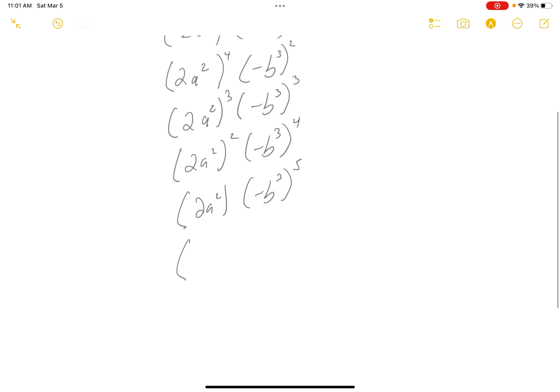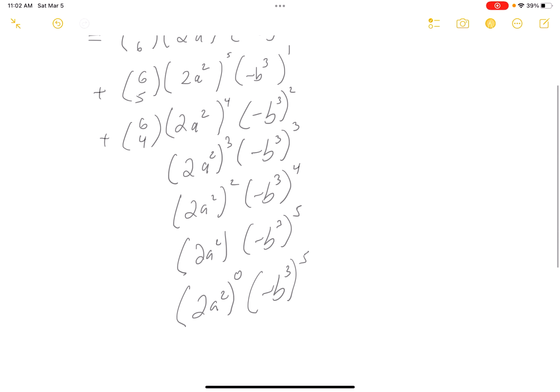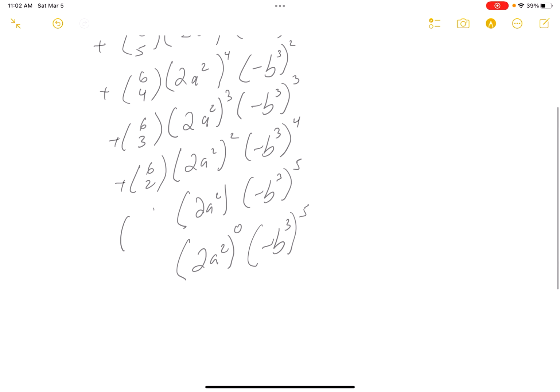And I'll keep going along. And what do you get over there? 2a squared, 0, minus b cubed, 5. And by the way, yeah, you can do your triangle, but I'm going to start talking about what these look like to me. They look like binomial coefficients, and you can write them down this way. And by the way, I'm not opposed to this being an answer. I'm really not. 6, 5, 6, 4. I think you see a generalized pattern with this as well. 6, 3, 6, 2. And this is going to be 6, 1. And this will be 6, 0.